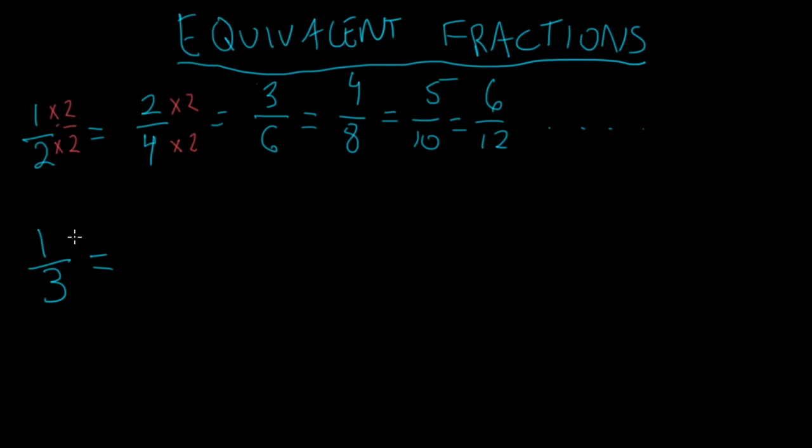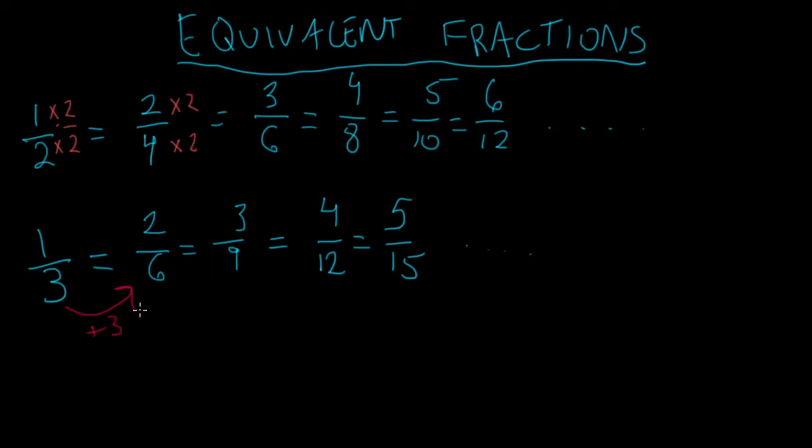Hopefully you tried it on your own, and what you'll see is we're counting by 3s on the bottom and 1s on the top again. So we have 1, 2, 3, 4, 5 along the top, and then on the bottom we have 3, 6, 9, 12, 15, and so on and so forth. All of these are equal. Again, it goes on to infinity. And again, we're just counting by 3s on the bottom.